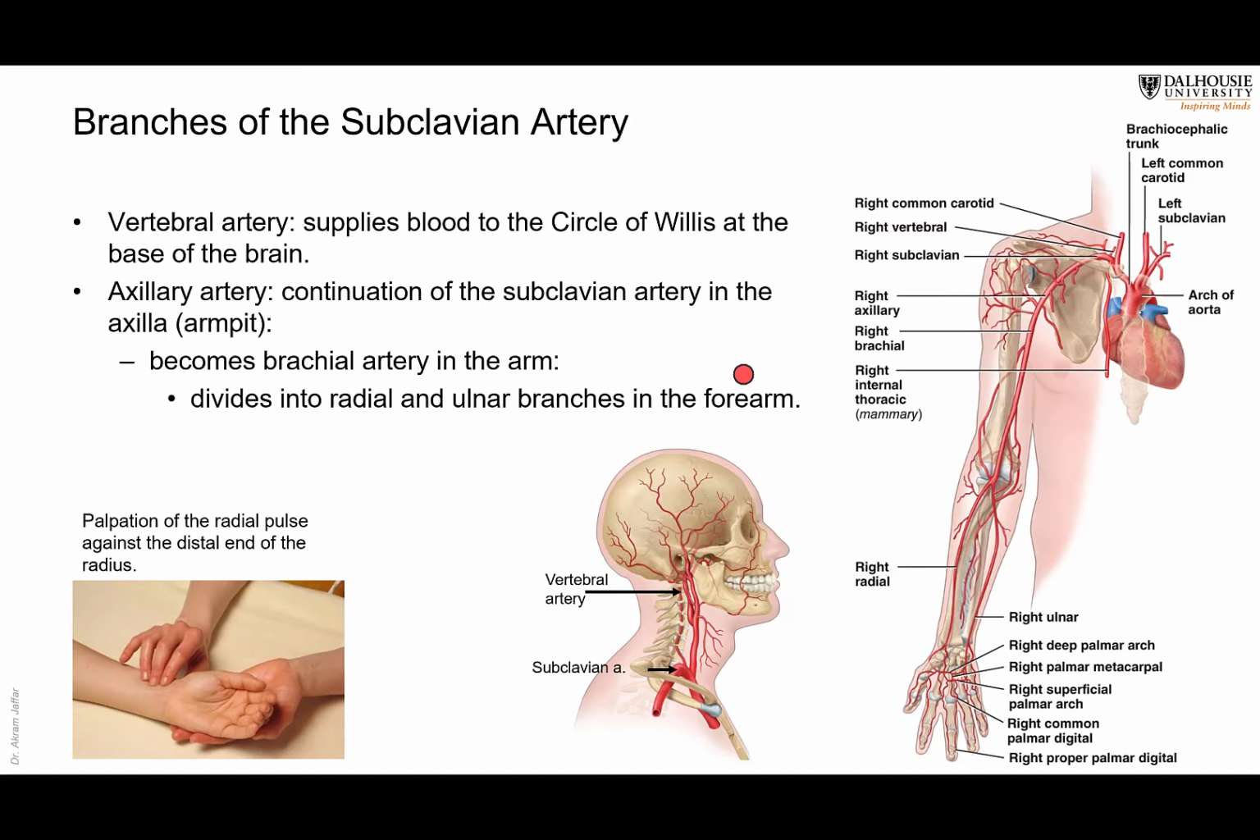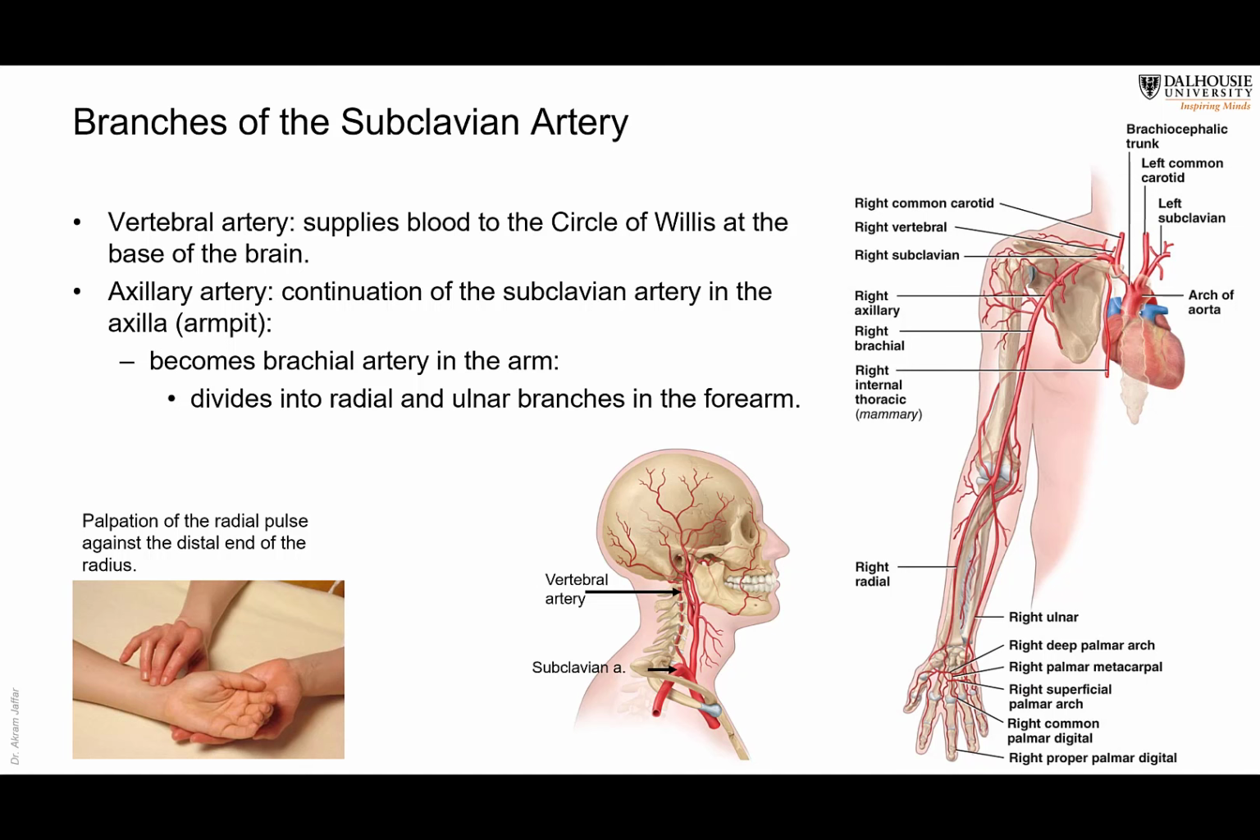This is the subclavian artery. If you follow the subclavian artery, it becomes the axillary artery, and then the brachial artery. And then in front of the cubital fossa, it divides into radial and ulnar arteries. The radial is on the lateral side, and the ulnar is on the medial side.